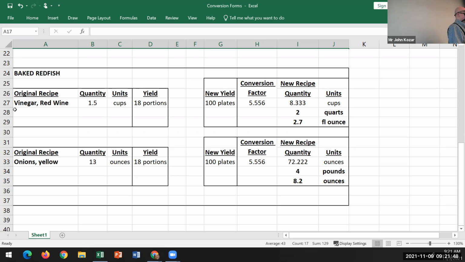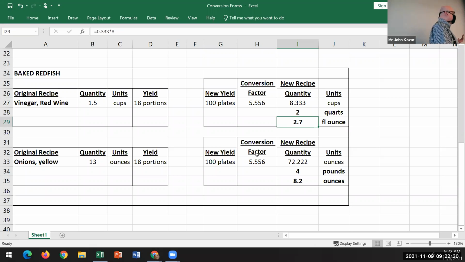But again, we can make that a little bit easier. We can divide it by 4, and we're going to get 2 quarts, and then that takes care of the 8 cups, and then the 0.333 cups. How many ounces are in a cup? 8. There are 8 ounces in a cup. So we'll take that decimal and multiply it by 8, and that gives us 2.7 ounces.